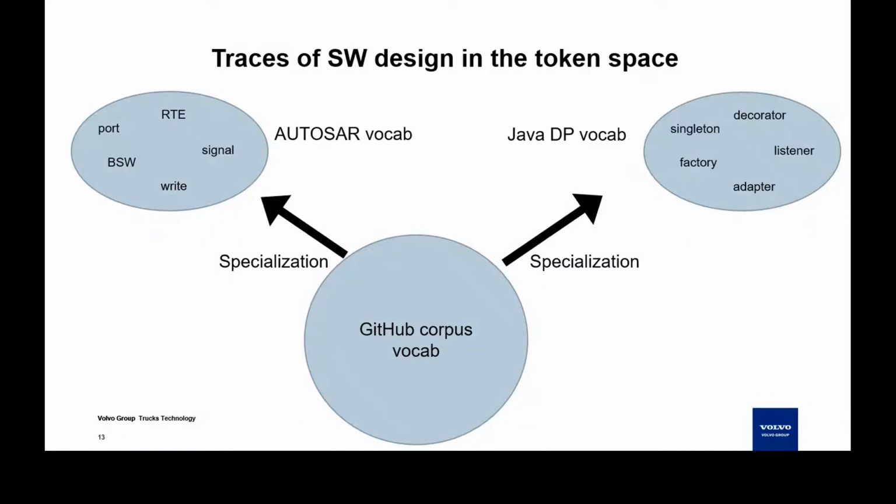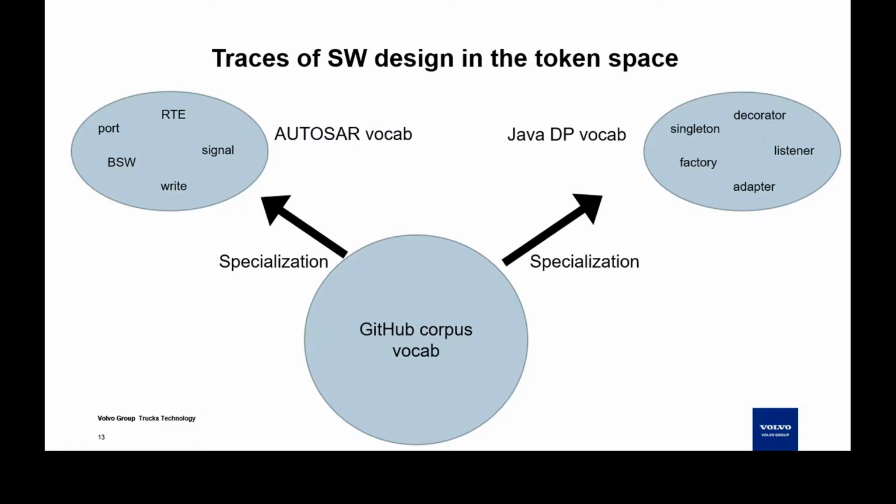You will see those words being expressed more in a corpus that specializes in expressing ideas with an AUTOSAR design. And you would also see something very similar if you look at a Java design patterns corpus, a corpus that follows design patterns very religiously. So you will see instances of singletons, factories, decorators, and so on. You're going to see this.